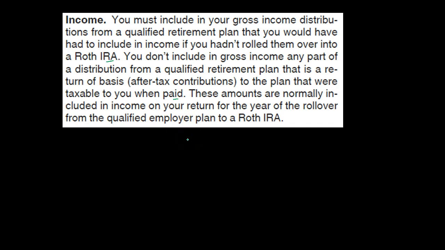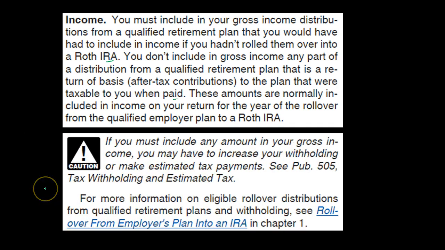Back to the text. These amounts are normally included in income on your return for the year of rollover from the qualified employer plan to a Roth IRA. Caution: if you must include any amount in your gross income, you may have to increase your withholdings or make estimated tax payments. See Publication 505, Tax Withholding and Estimated Tax.